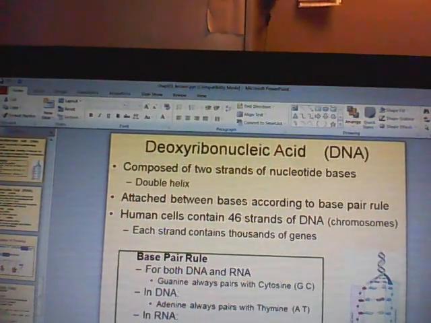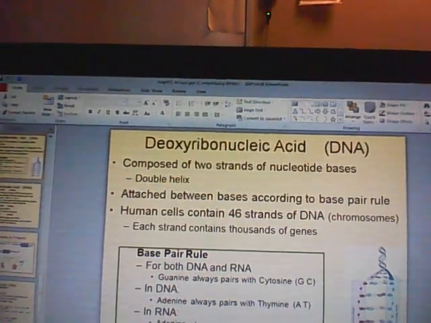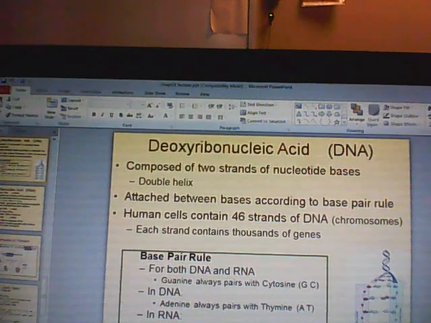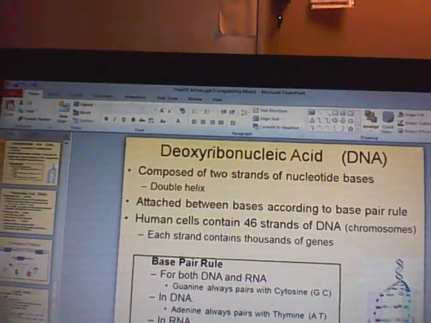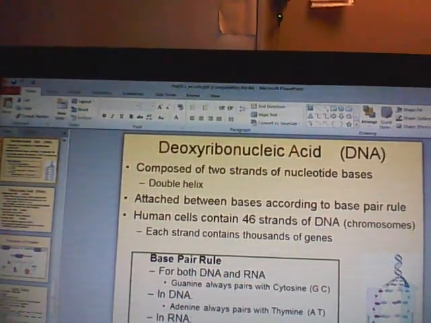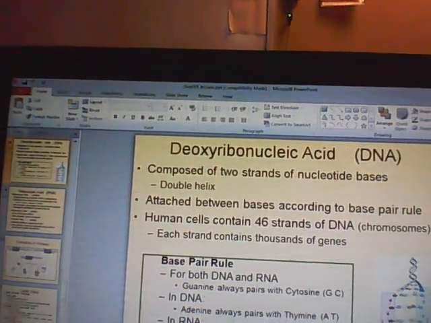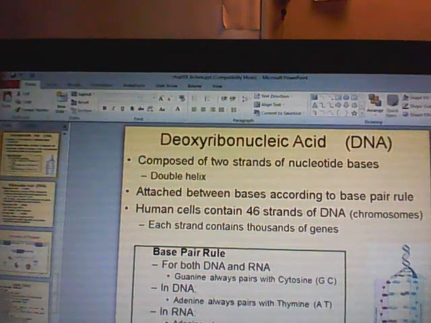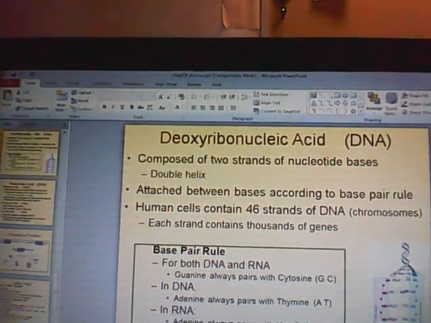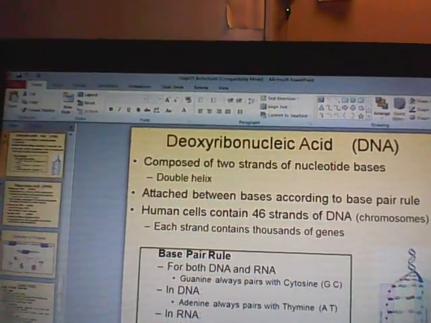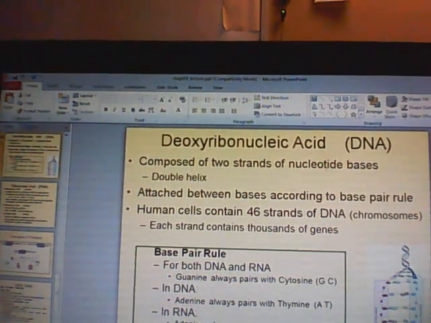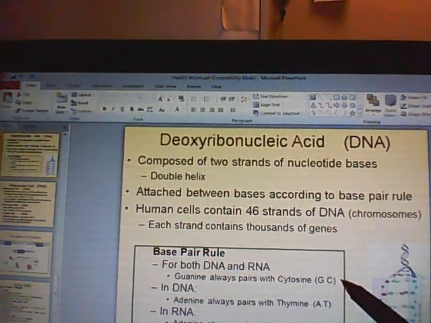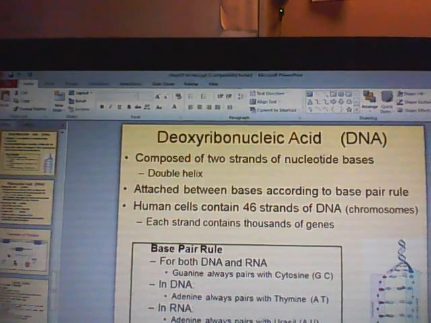Now this particular slide is about 3 questions. It asks you guanine pairs with what, and you should be able to pick out cytosine. Adenine pairs with who, you should be able to pick out thymine. And then in RNA, adenine pairs with uracil. And so only in RNA does adenine pair with uracil, but G and C still pairs together in RNA.